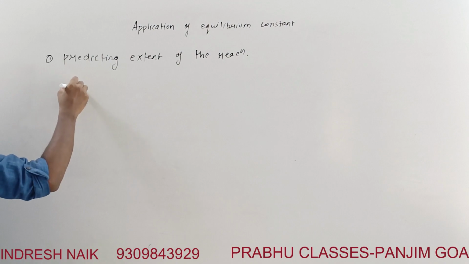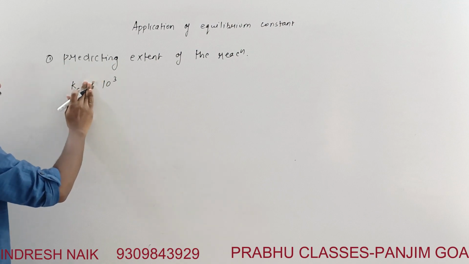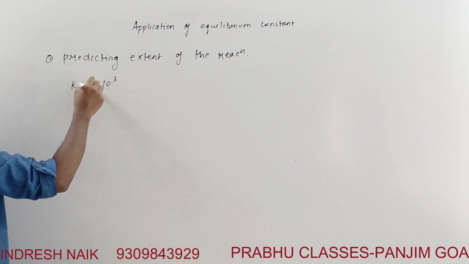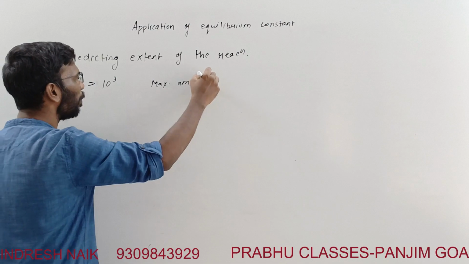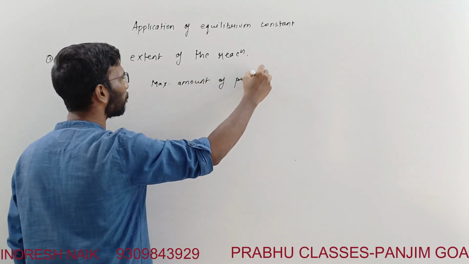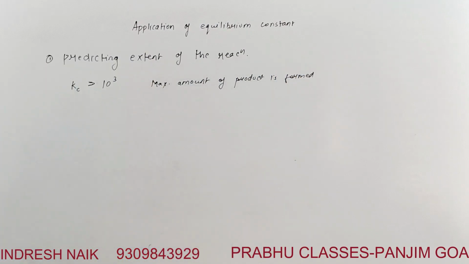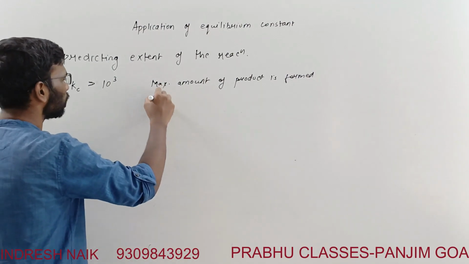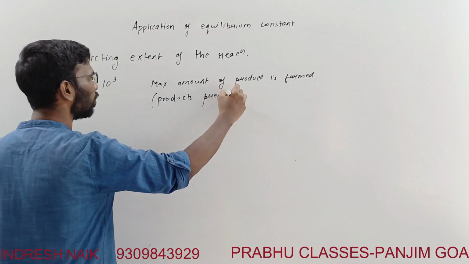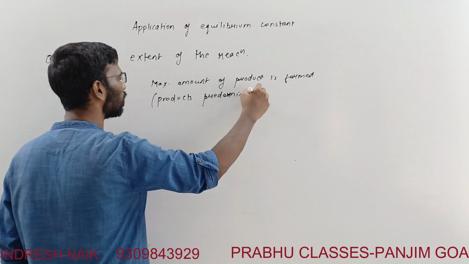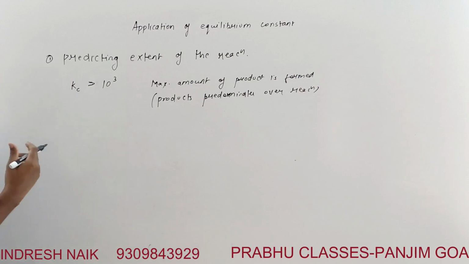If Kc is greater than 10 raised to 3, the equilibrium constant is greater than 10 raised to 3, which means the maximum amount of product is formed. Means over here what we can say is that product predominates over reactant, meaning the maximum of the reactant is converted to a product.